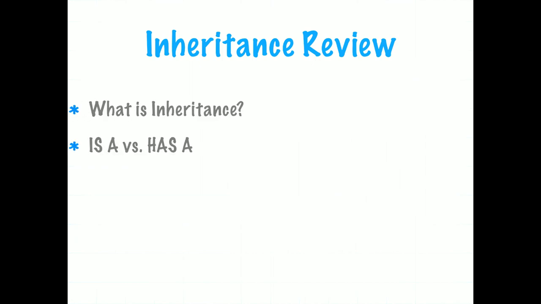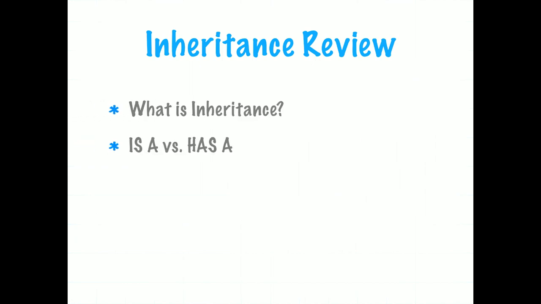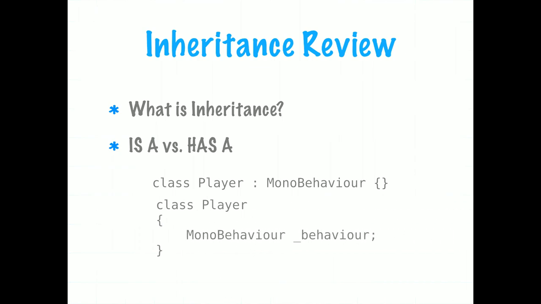So next up, I'm just going to do a quick review on inheritance. So this is an is-a versus has-a relationship. If one class inherits from another, it basically is one of those classes, and then it also can define its own extra stuff after that. This is an example. On the top is going to be inheritance, on the bottom is composition. So this is the normal way of referencing properties of another class, but we're going to be talking about the top one.